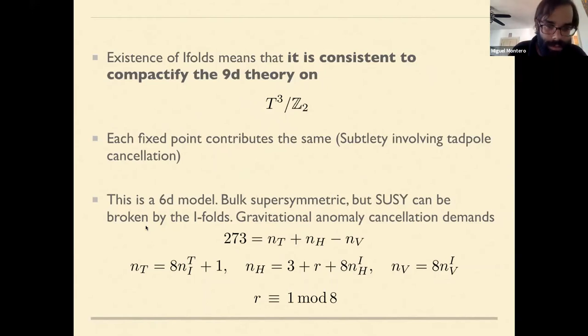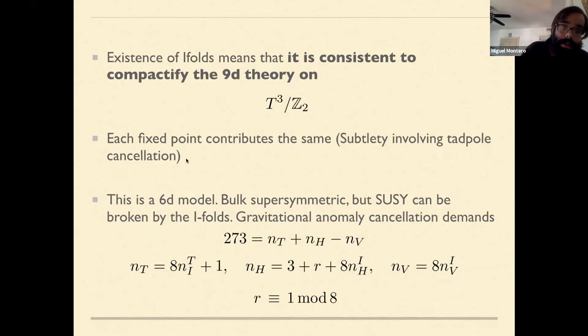But regardless of this, there will be anomalies to cancel. So theories in six dimensions, they have gravitation, they have very strong anomaly cancellation conditions. And in a situation like this, where the supersymmetry is broken only by localized objects, you can still use the supersymmetric version of the gravitational anomaly cancellation condition. The only thing that changes is that there's an effective number of hypers coming from the fixed points, which could be negative because they break supersymmetry. But long story short, you need to impose gravitational anomaly cancellation in six dimensions for the I-fold compactification.